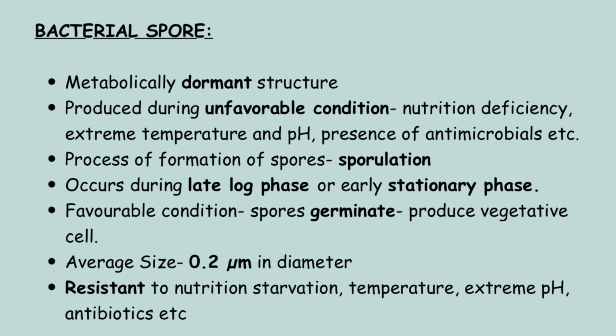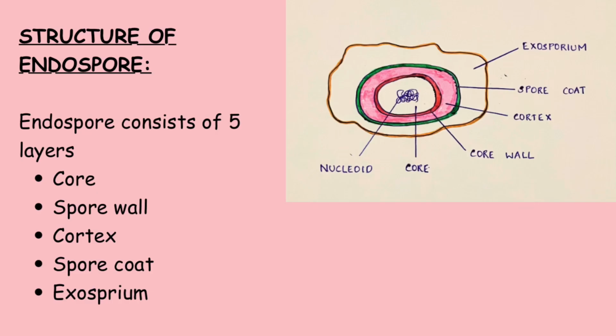Under favorable conditions, the spores will germinate and produce a vegetative cell. The average size of a spore is 0.2 micrometer in diameter. Spores are resistant to nutrition starvation, temperature, extreme pH, antibiotics, etc.